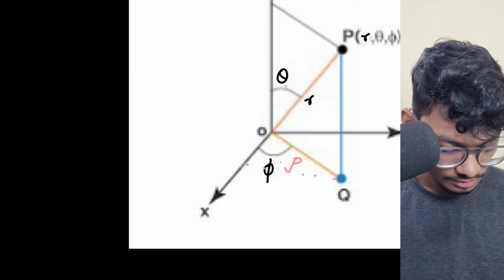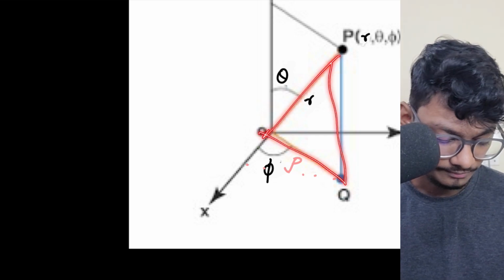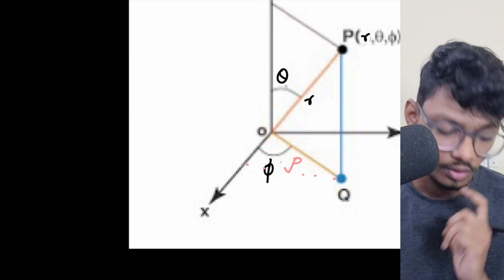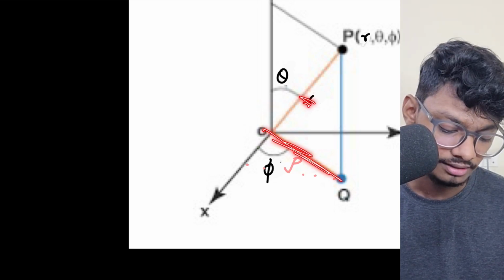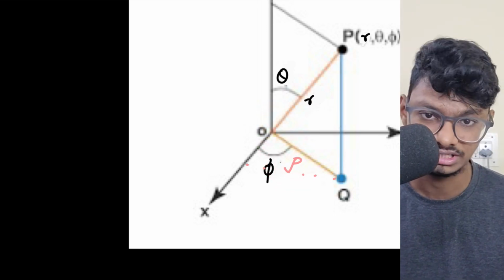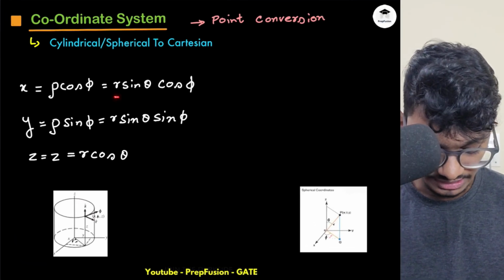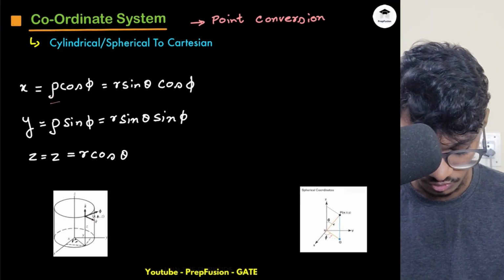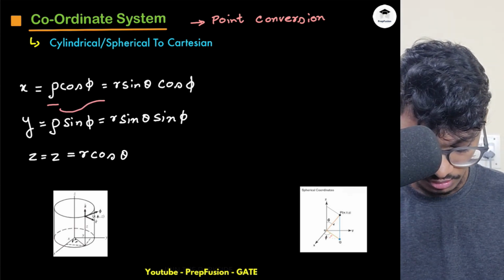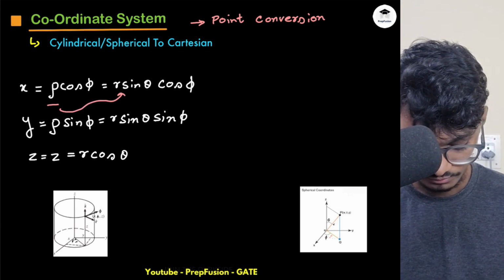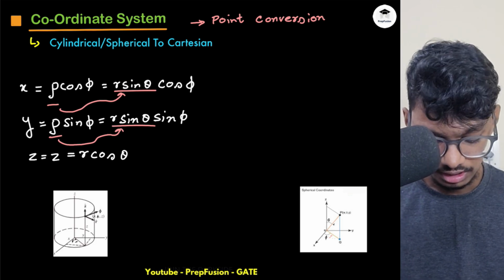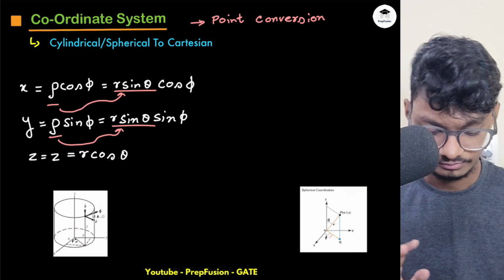This is another triangle, and this component is parallel to the rho. So rho I will get by doing r sine theta, and I know how to convert rho into x and y with the help of phi. So here, instead of rho, I have just replaced it with r sine theta. Sorry for the noise outside, it's raining outside. Rho is basically r sine theta, that's it. And z is simply r cos theta. We have changed z. This is simple point conversion.